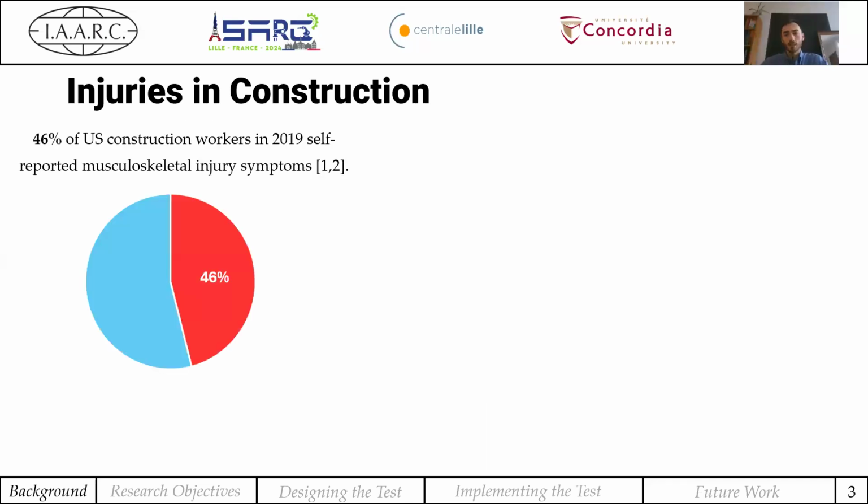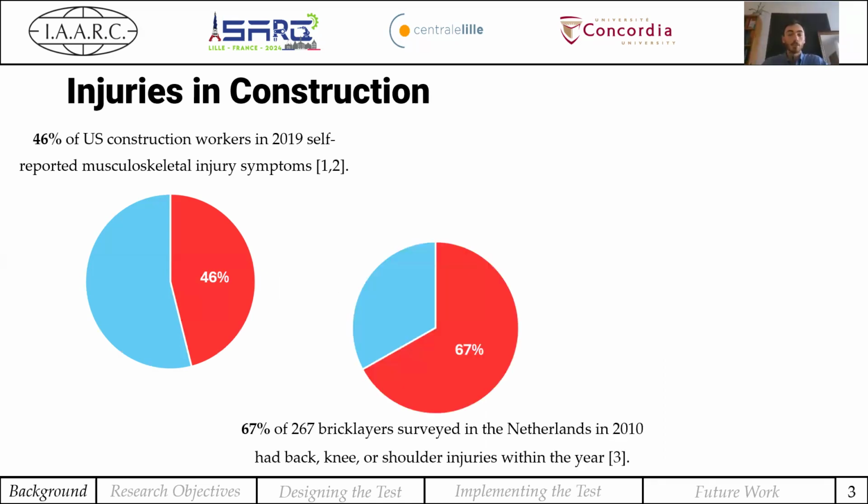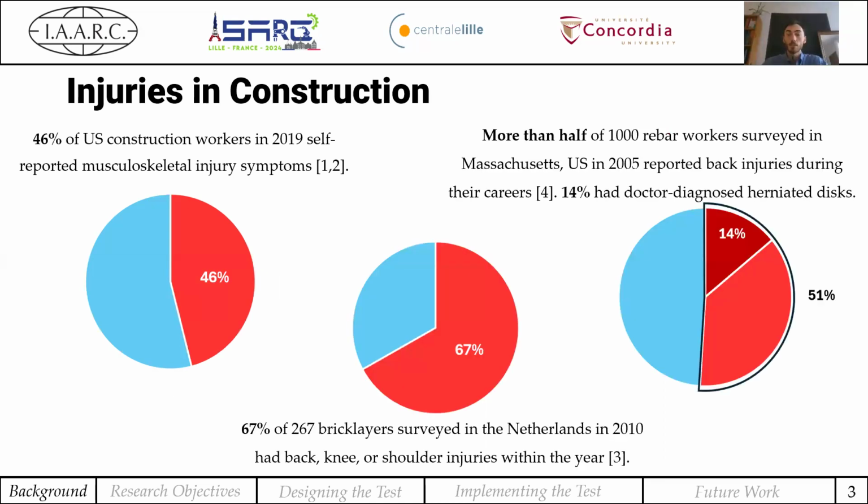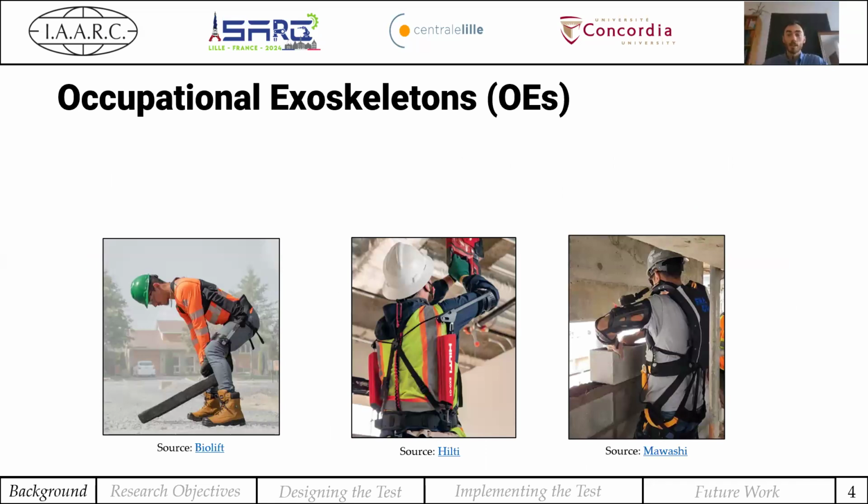In a 2019 survey, 46% of U.S. construction workers reported having back injuries, knee injuries, shoulder injuries, and other musculoskeletal disorders during their careers. We see similar trends in other studies, and particularly in the rebar trade, which has a high rate of life-changing lower back injuries. So occupational exoskeletons, or OEs, are a promising solution for preventing these kinds of injuries.